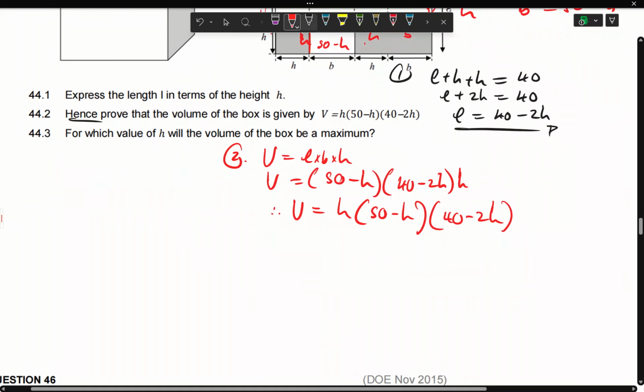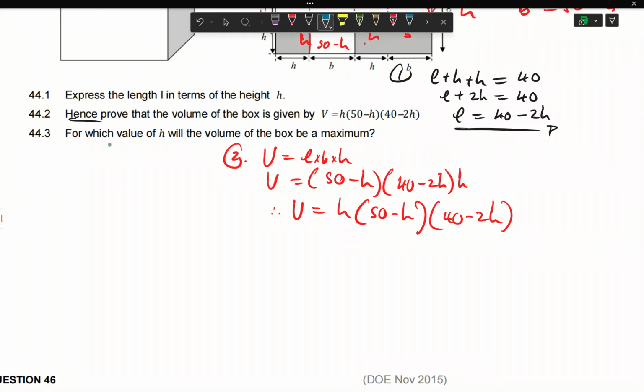So now let's take a look at the next question. They say, for which value of h will the volume of the box be a maximum? So now the volume is a function of h there. So you can write this as a function of h. Let me erase this. So this is h times 50 minus h, and then 40 minus 2h.